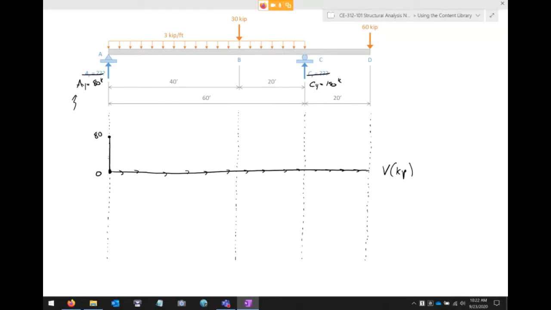Now, I'm going to ask chat a question. Help me out. From point A to point B, how much load is present on the beam? In other words, how much is that load? 120 kips going down. You're exactly right. So if I'm at 80, let's ignore the shape of the diagram and just get the points down right. If I'm at 80 and I drop down 120 kips, that's going to put me where?